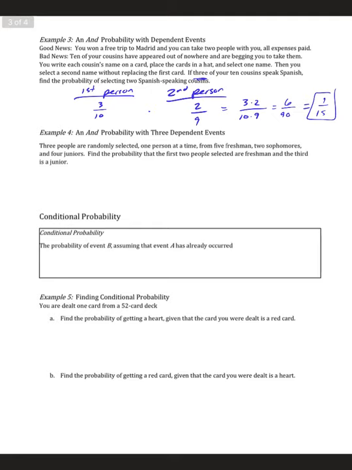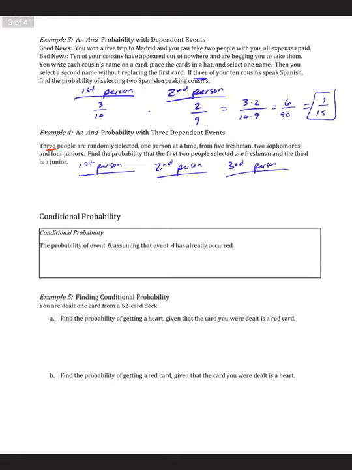The next one: 3 people are randomly selected, 1 person at a time, from 5 freshmen, 2 sophomores, and 4 juniors. Find the probability that the first 2 people selected are freshmen and the third is a junior. So what we have to pay attention to here is that we are selecting 3 people. Just like I did the first problem, we're going to take the first person, the second person, and then the third person. We have 3 separate events. We know we're going to be multiplying these 3 events together.